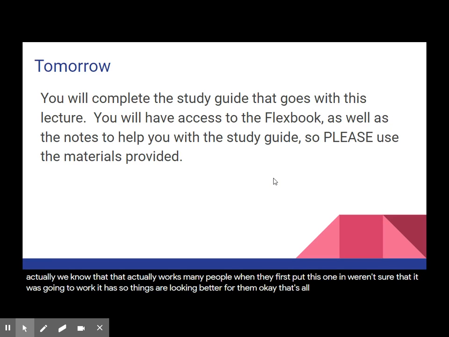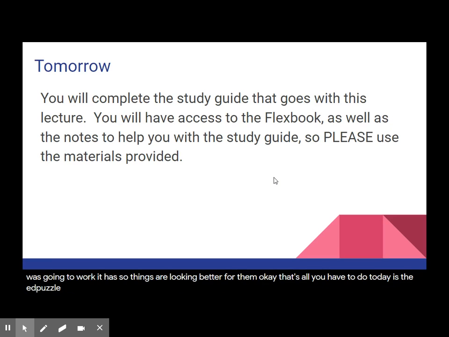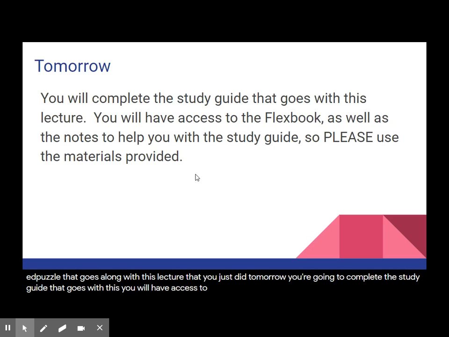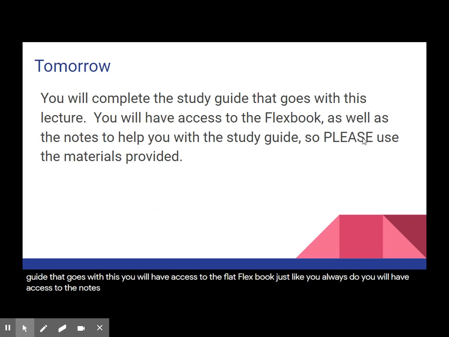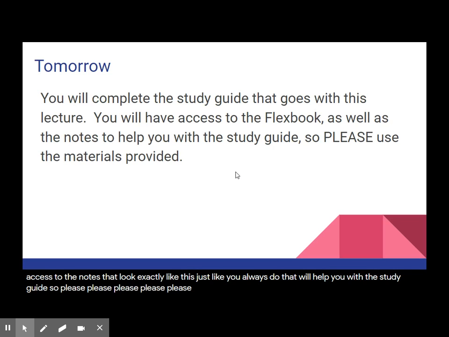Okay, that's all you have to do today is the Edpuzzle that goes along with this lecture that you just did. Tomorrow you're going to complete the study guide that goes with this. You will have access to the Flexbook just like you always do. You will have access to the notes that look exactly like this, just like you always do, that will help you with the study guide. So please use the materials provided. Use your Flexbook, use your notes.